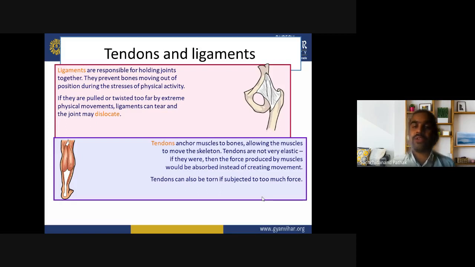And tendons can also be torn if subjected to too much force. Same condition as the ligaments. If you apply too much pressure, too much force, tendons can also be torn. And then the muscles will separate from the bones.